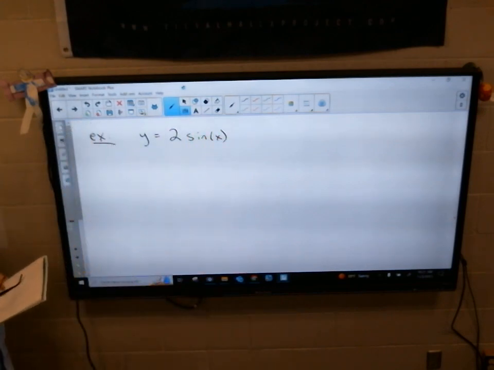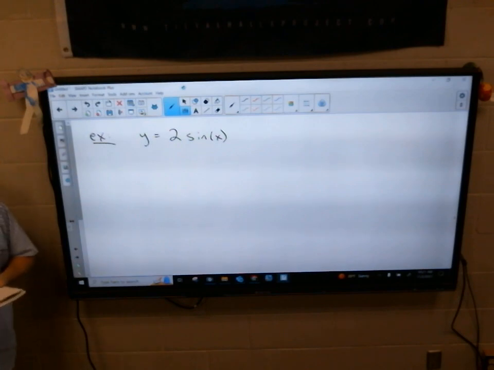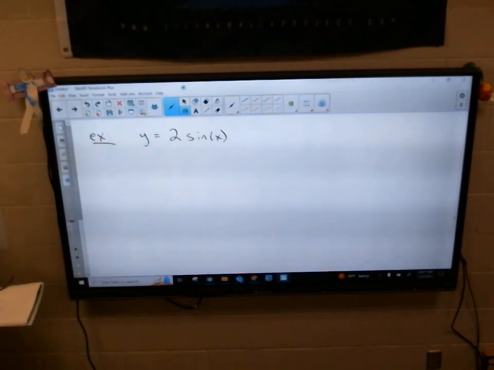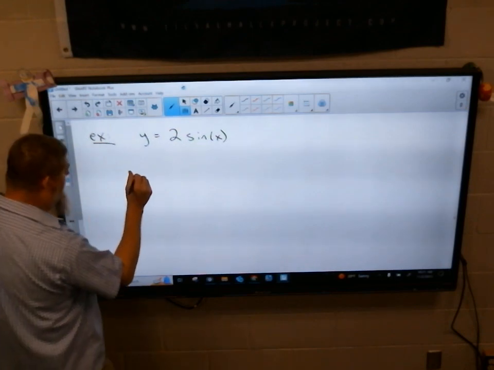Okay. So what's the only thing that's changed? There's no D, so the midline is still at the x-intercept. I haven't shifted up or down. So what's the only thing that has changed? The amplitude. Okay, so let's sketch our graph.